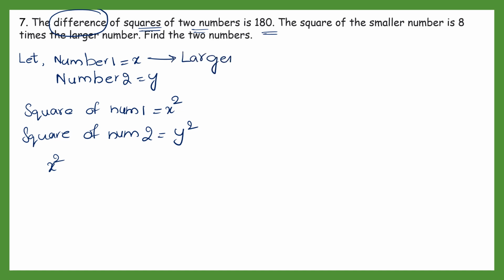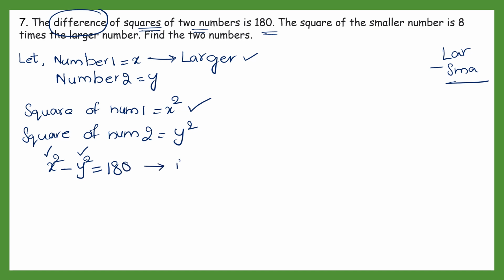While doing subtraction, at the top we will write larger number, at the bottom we will write smaller number and then do subtraction. So, x is the larger number. So, x square will be larger. So, we will write x square minus y square. At first you will write larger number, next you will write smaller number. The difference of squares of two numbers is 180. So x square minus y square is 180.